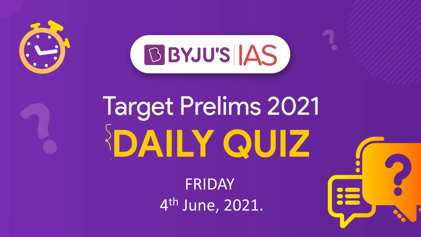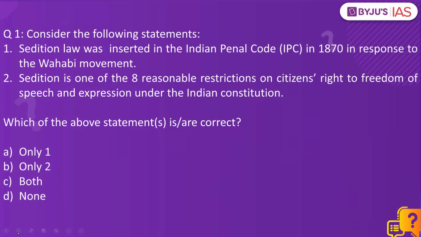Let's get started with our daily quiz and look at question number 1. Consider the following statements. Number 1, sedition law was inserted in the Indian Penal Code in 1870 in response to the Wahhabi movement. Number 2, sedition is one of the 8 reasonable restrictions on citizens' right to freedom of speech and expression under the Indian Constitution. Which of the above statements is or are correct?